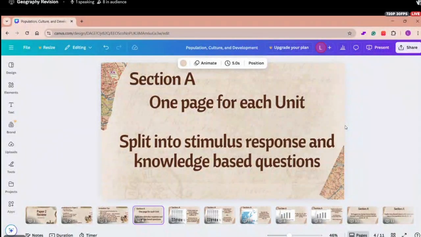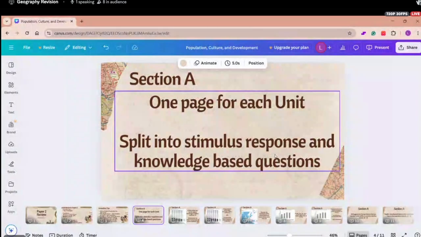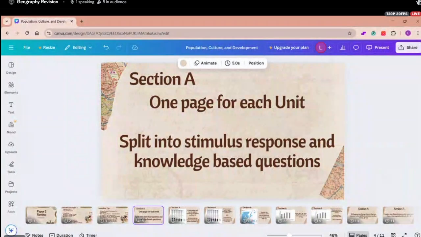And so the way the questions are split, you'll get split into stimulus response and then knowledge-based questions. So stimulus response is more like responding to a graph, a map, or some visual information and answering questions based off of it. And then knowledge-based questions is answering questions about the syllabus that you have in your head, okay?